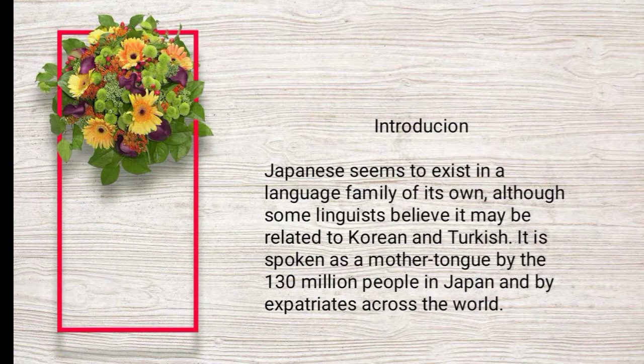Japanese seems to exist in a language family of its own, although some linguists believe it might be related to Korean and Turkish. It is spoken as a mother tongue by 113 million people in Japan and by expatriates across the world. There are very significant differences between Japanese and English, particularly in sentence structure, which make it hard for most Japanese ESL students to acquire English at the same rates as, for example, their German or Swedish peers.